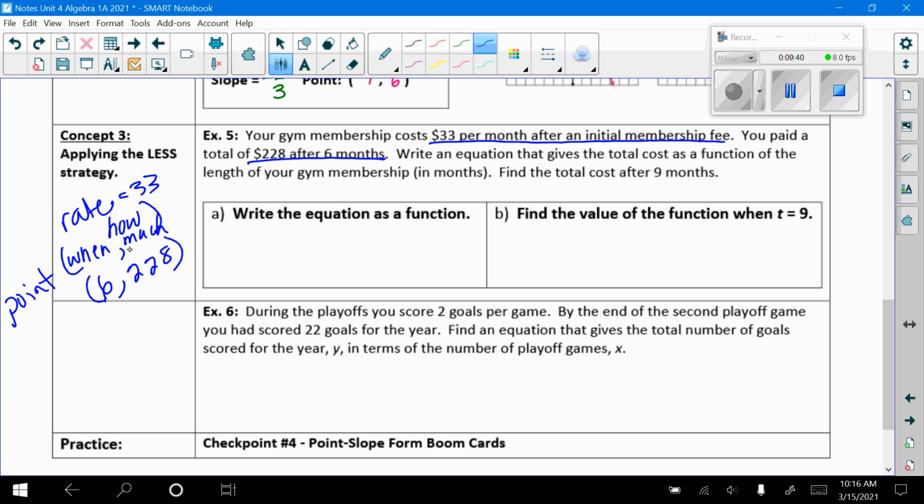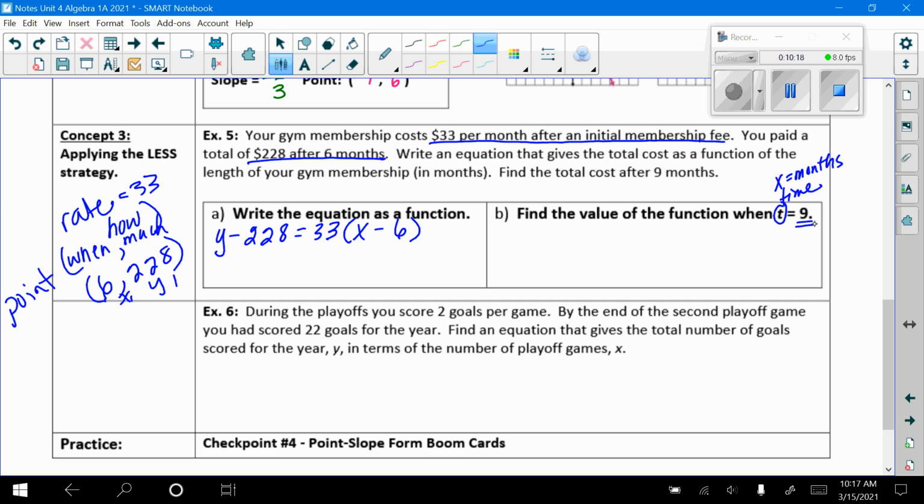So if I've got a point and I've got a slope, I can write it in point slope form. So y minus y1, this is x1, y1, 228 is equal to my slope 33 times x minus 6. Now I need to find the value when t, oops, I wanted to be in t. So time, t is time. So we're going to call that x being months. So we're going to put in a 9 for x.